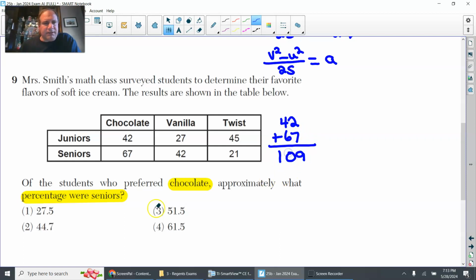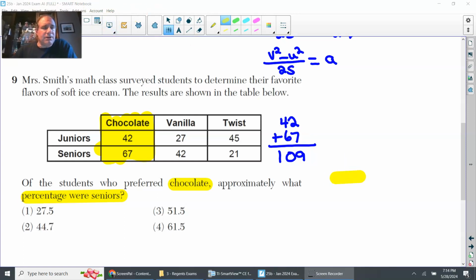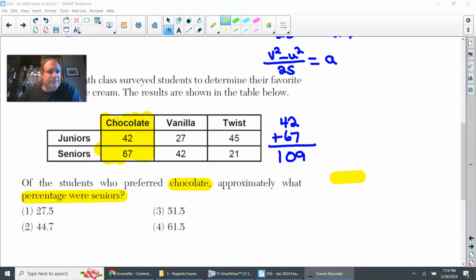And that's 109. So I highlighted the chocolate column and I added up those numbers. So all the people that like chocolate, 109 people. Of the people who like chocolate, what percentage were seniors? So seniors make up 67 of the 109 that like chocolate.